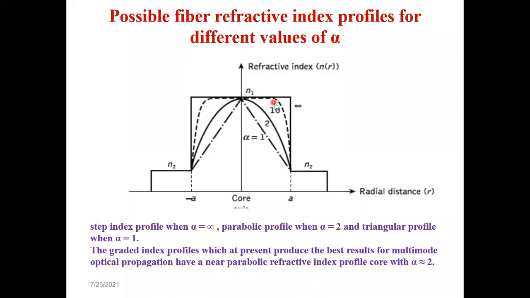For alpha is equal to 10, I have this. So as I gradually increase the value of alpha, the profile approaches that of a step index profile. So when alpha is equal to infinity, at that time I have n2 and I have this as n1.